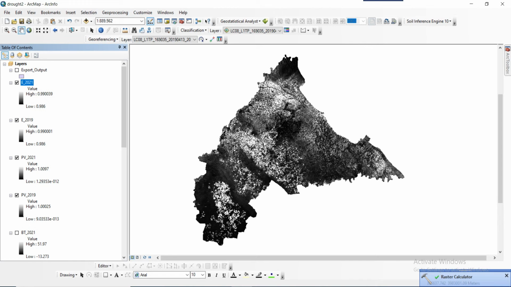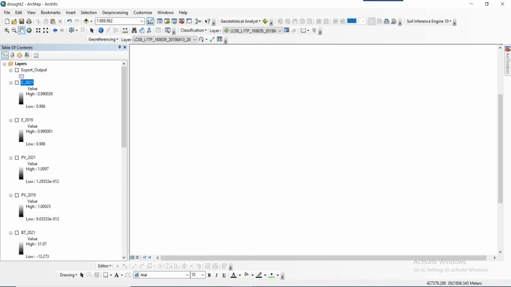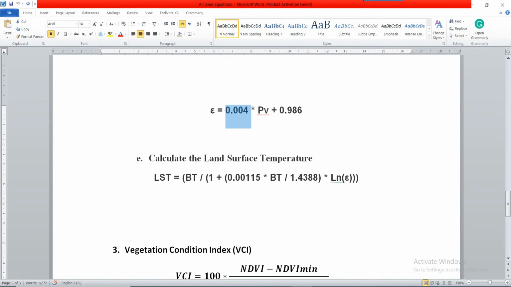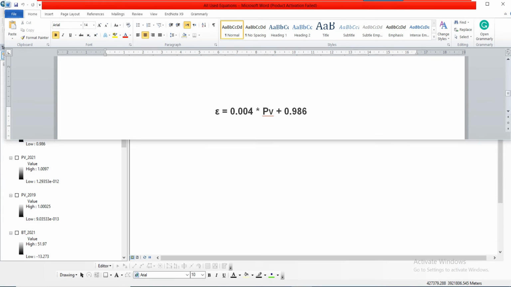There we go. So we have the emissivity for both of the years, and the final step is calculating the land surface temperature itself, which includes the BT, or brightness temperature, that we calculated before, and we have these values, they are constant, and we have the logarithm of the emissivity. So let's start.